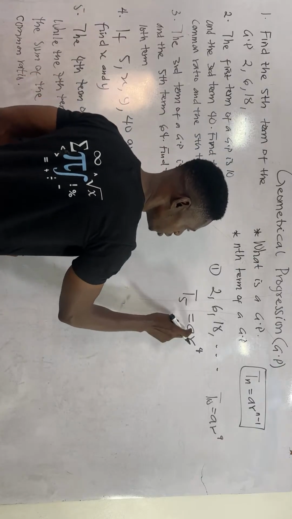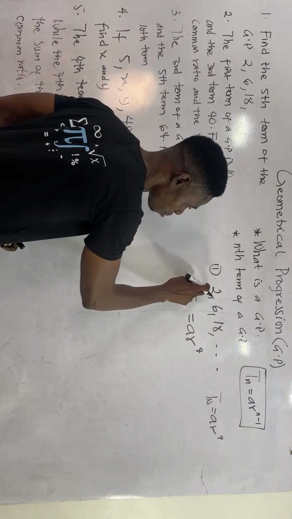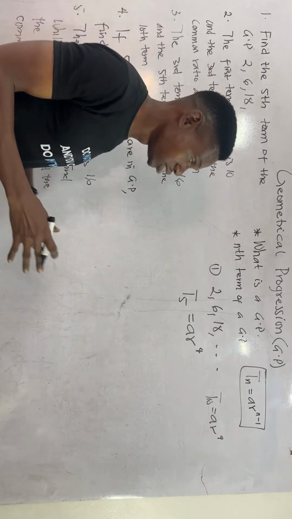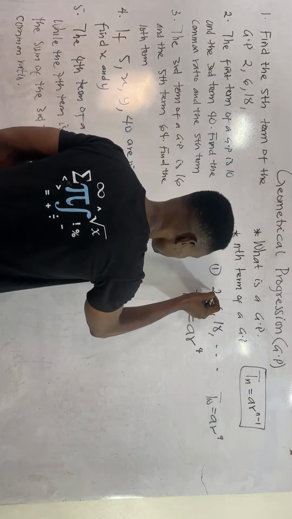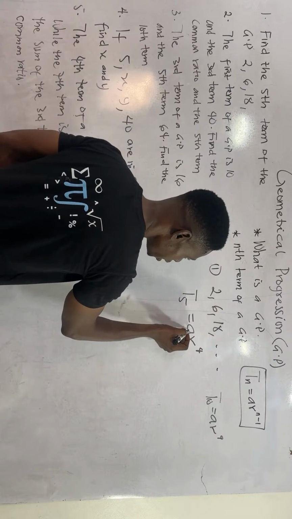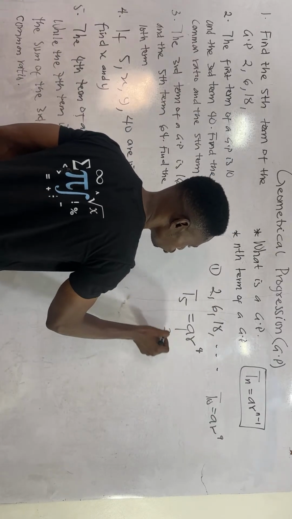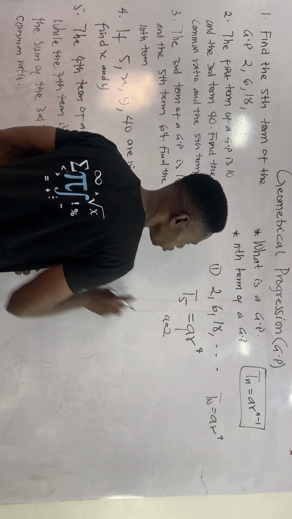We're looking for T5 and we need AR raised to the power 4. What is A? A is the first term. I really hope you were here last week where we did arithmetic progression. The concept is the same, just the formula. So our first term is 2, right? Obviously. So A is equal to 2.